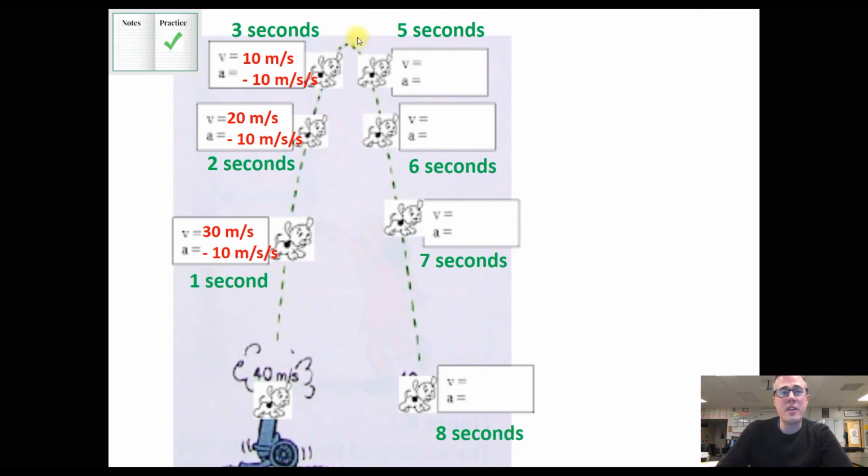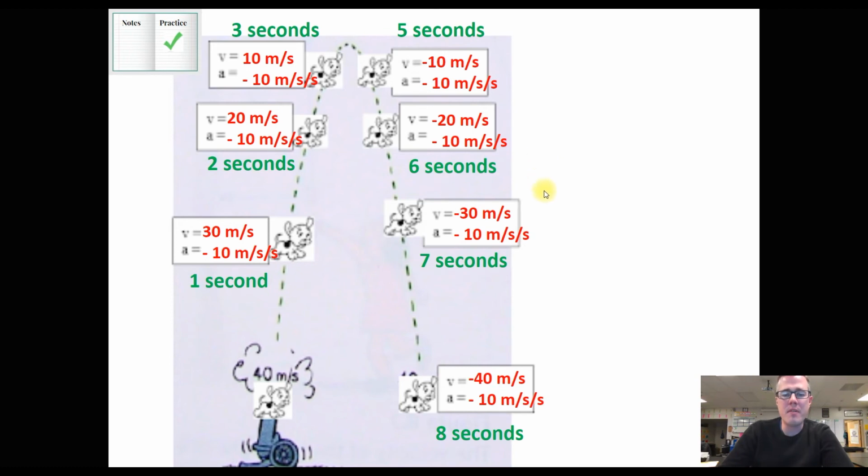Now acceleration and velocity are going to be working with each other. Now acceleration is still negative 10, but the velocity is negative 10 also, because puppy's going down now. And puppy's velocity is going to keep increasing in the negative direction until puppy eventually gets back down to where the cannon is at negative 40. So check that out. Puppy left the cannon at 40 and came back down at negative 40.